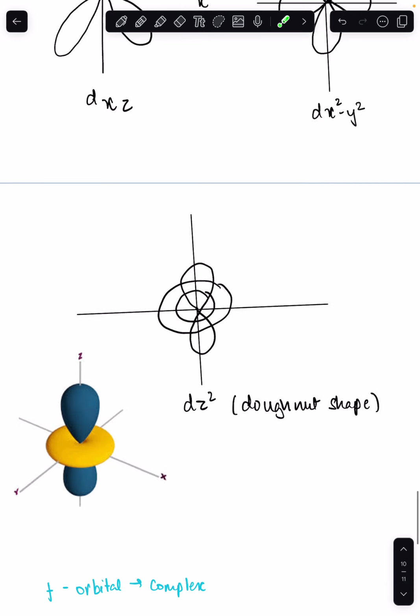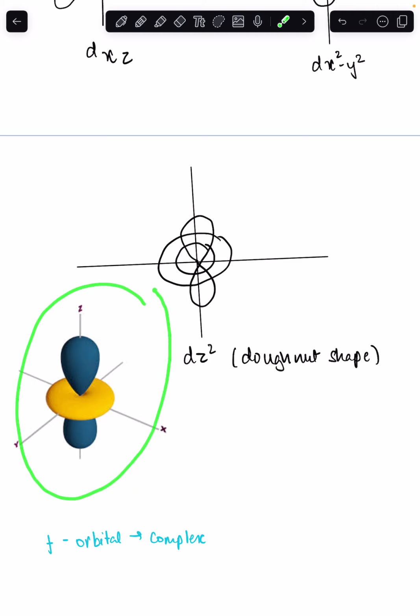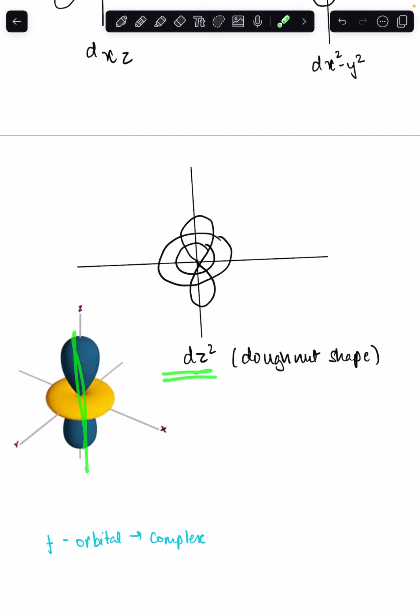Alright, now dz square is not double dumbbell. It is known as the donut shape, because if you see, you find a little donut. I was not able to draw it properly, so I got this image from the internet. You can clearly see the donut around here. It is around the xy plane and it's around the z. That is why it's called dz square, because the main thing is around the z axis. You can memorize it like this.